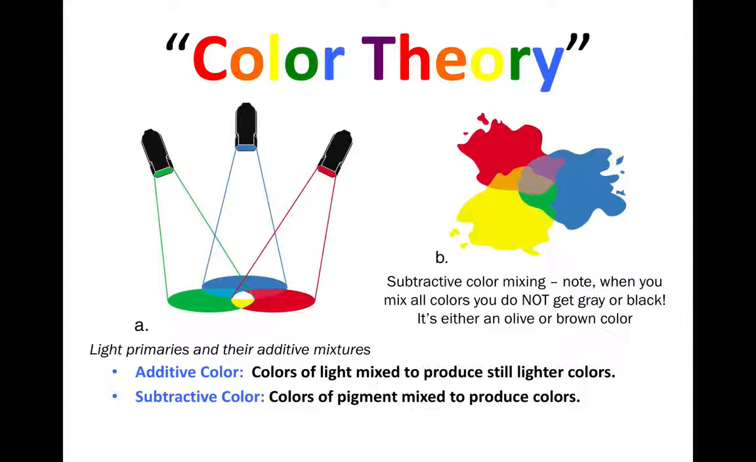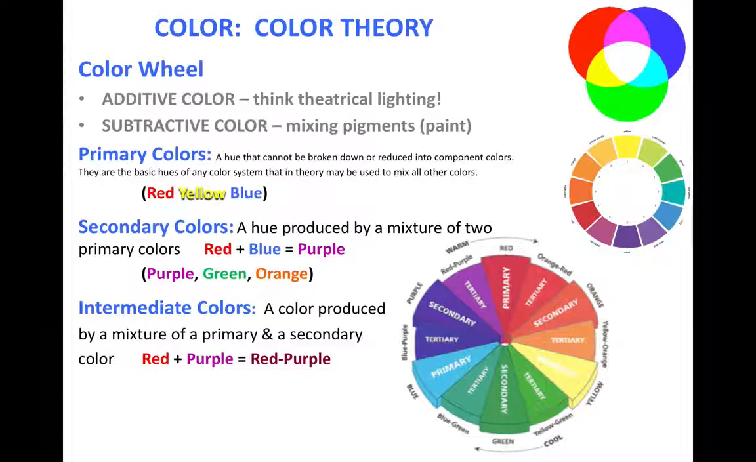So when we see this example, I do note that you don't always get gray or black in mixing all of these colors. You'll end up getting an olive or brown color. But knowing all this about color theory will enhance your visual analysis and talking about color in a work of art. So, some terms to be familiar with. In the color wheel, we talk about the two main groups, whether it's additive color or subtractive color. In this lecture, I'm going to be discussing mostly subtractive colors.